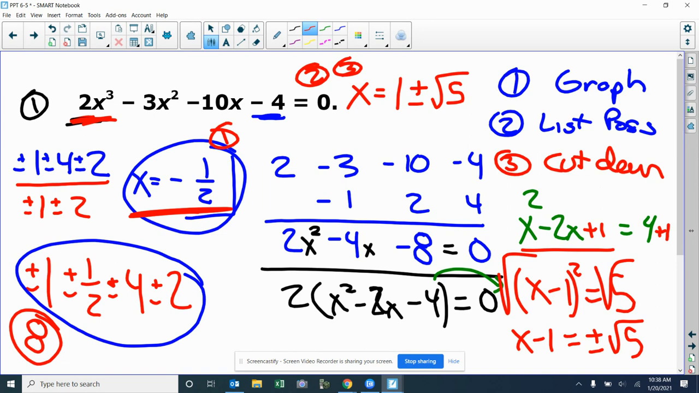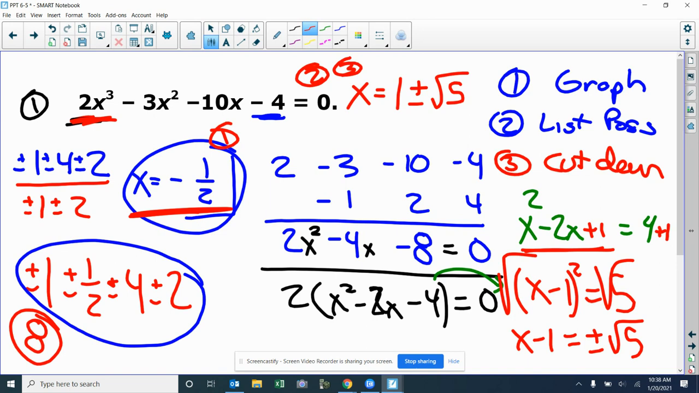Where do you get the square root of 5? Completing the square. 4 plus 1. I added 1 to complete the square, to make a perfect square trinomial. 4 and 1 give me 5. Then I take the square root of both sides.